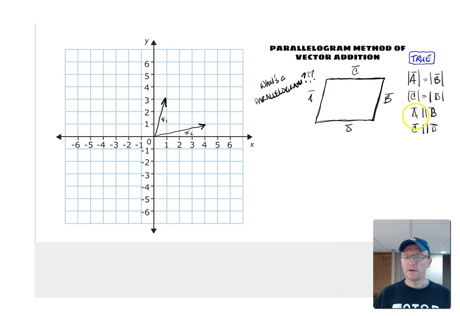And then also that line segment A is parallel to line segment B, and line segment C is parallel to line segment D. And so you can see that we have the same thing here as we have here, and the same thing here as we have here, and it describes a discrete shape there. So how can we use that to add vectors together?